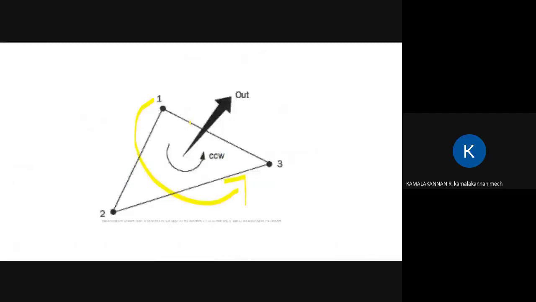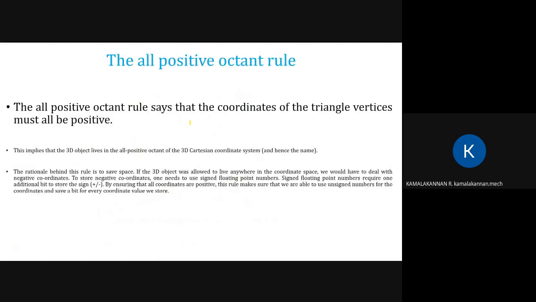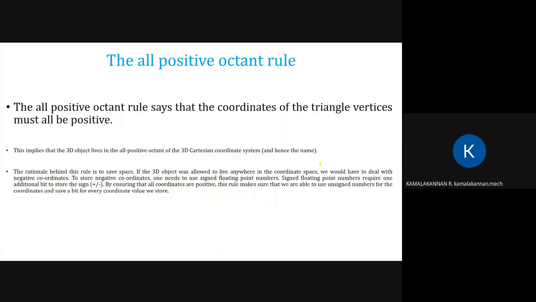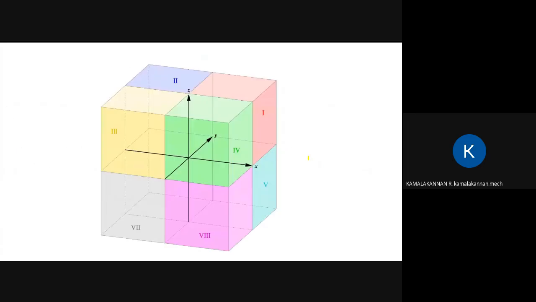And third one is the all positive octant rule. See, if we have negative values, the data will be stored from positive to negative. That is why, to reduce the data, we are using the all positive octant file. See here, 1, 2, 3, 4, 5, 6, 7, 8. The data will be stored here. It will store only in the positive way, so that the data used will be reduced.